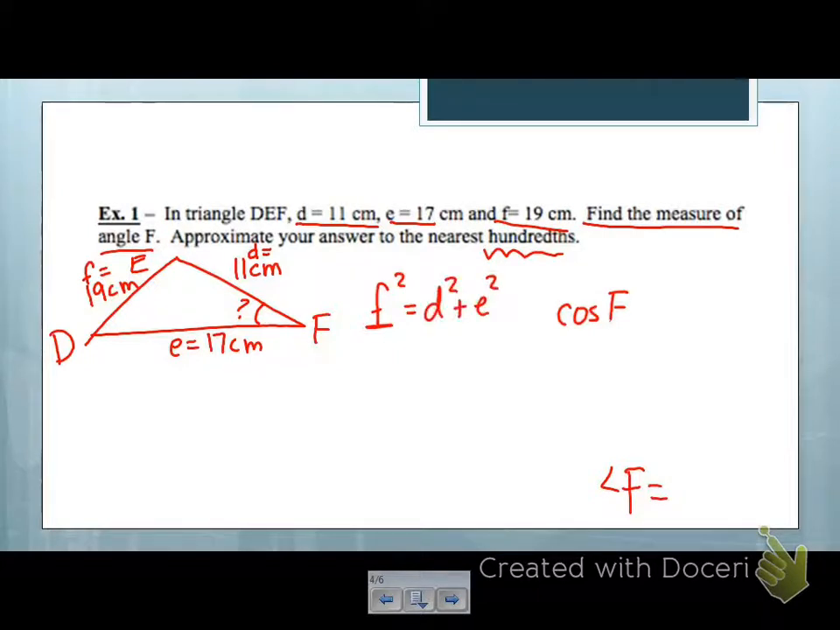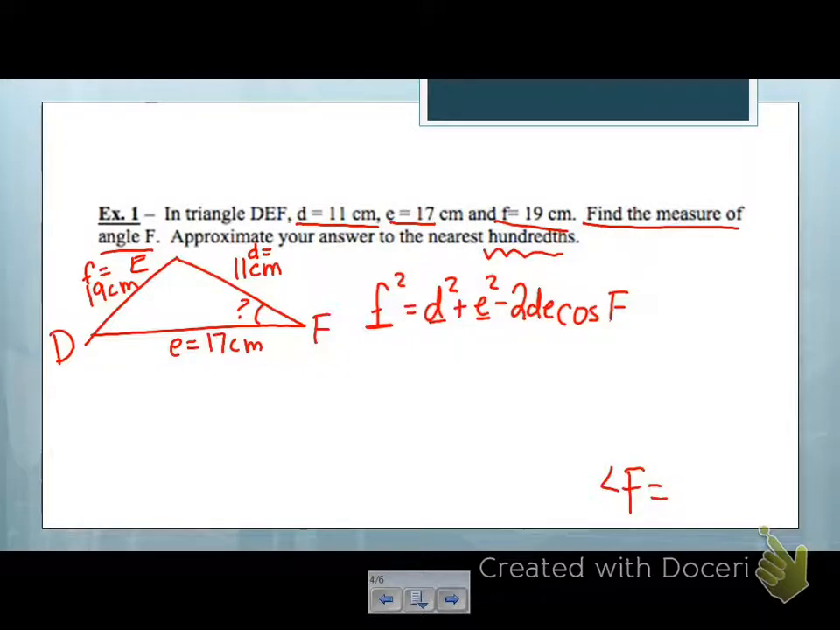Okay, so this is my side length equals D squared plus E squared, and then I take away 2 times whatever these two lengths are. So 2 times D times E times the cosine of F. So that's how we came up with that formula. That's probably the hardest part right now, but don't worry about that piece.